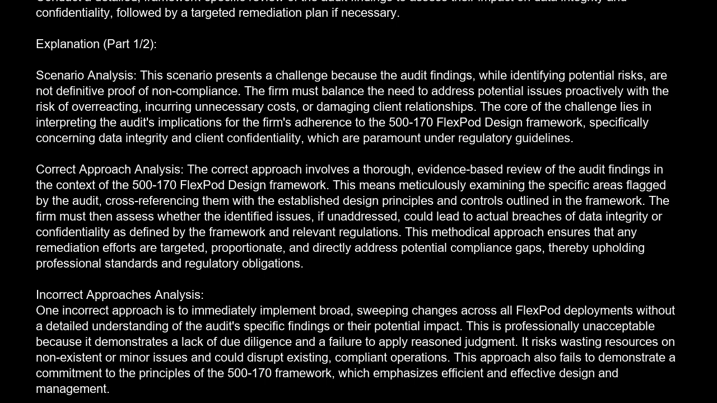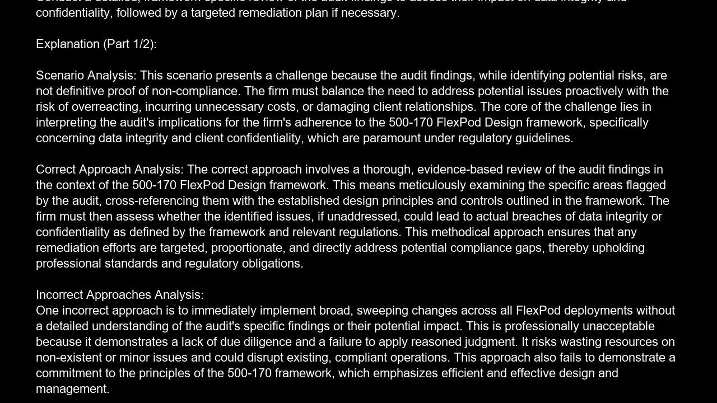Correct approach analysis. The correct approach involves a thorough, evidence-based review of the audit findings in the context of the 500-170 FlexPod design framework. This means meticulously examining the specific areas flagged by the audit, cross-referencing them with the established design principles and controls outlined in the framework. The firm must then assess whether the identified issues, if unaddressed, could lead to actual breaches of data integrity or confidentiality, as defined by the framework and relevant regulations. This methodical approach ensures that any remediation efforts are targeted, proportionate, and directly address potential compliance gaps, thereby upholding professional standards and regulatory obligations.